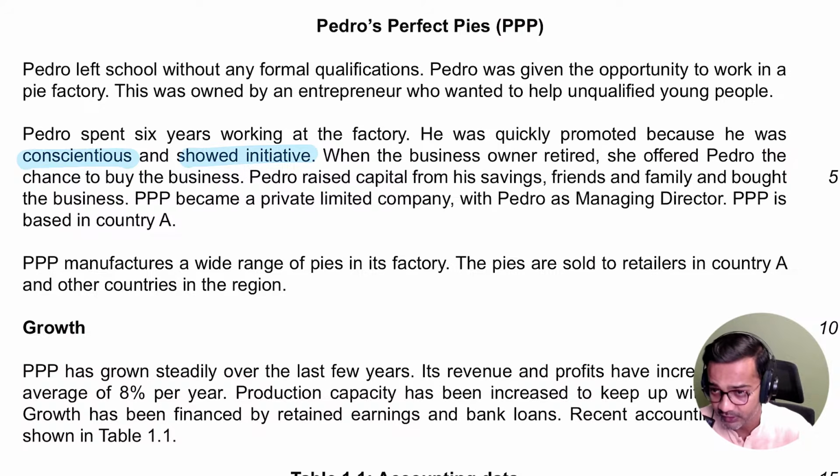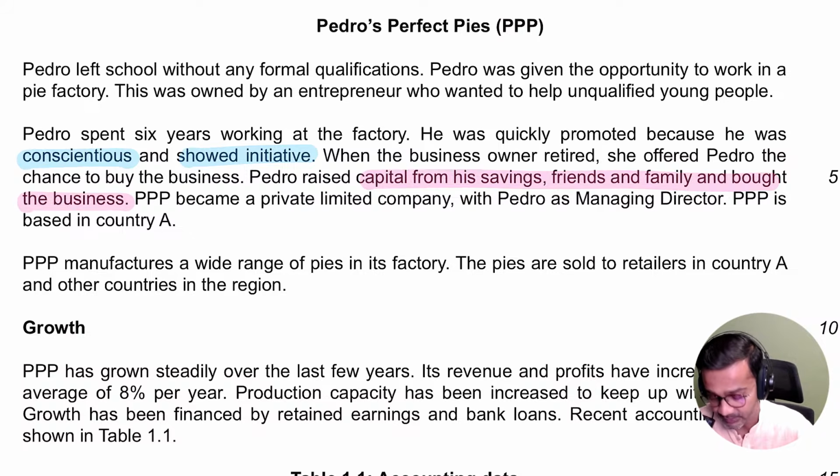He didn't just wait for things to be given to him. When the business owner retired, she offered Pedro the chance to buy the business. Oh, lucky break, huh? And Pedro raised capital from his savings, friends and families, and bought the business. So, this is what you got to do. Meaning money has to come from somewhere. So he got everybody together and he bought the business.